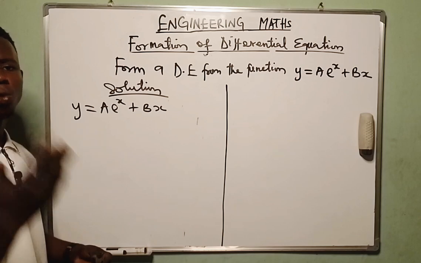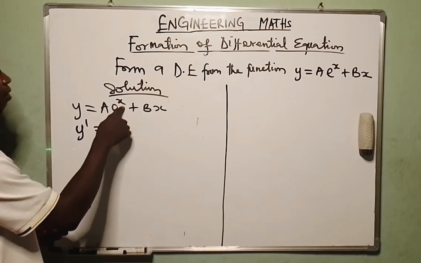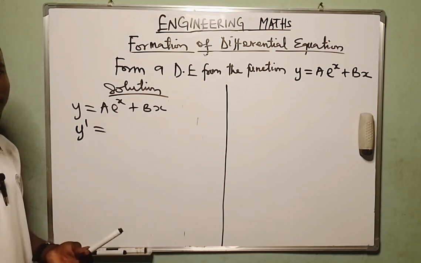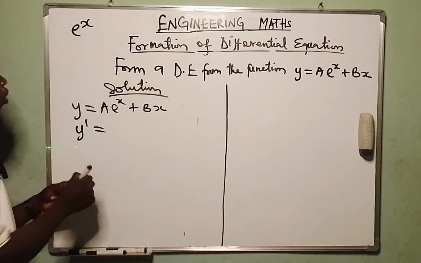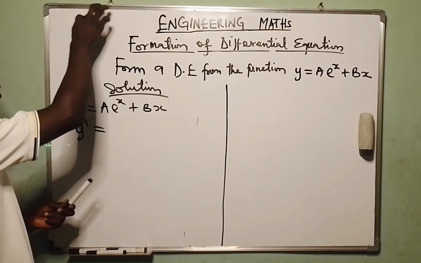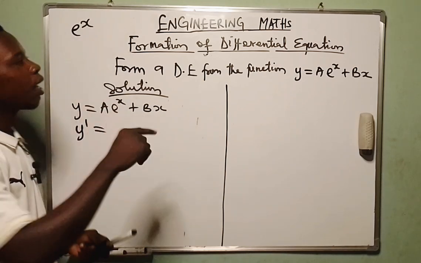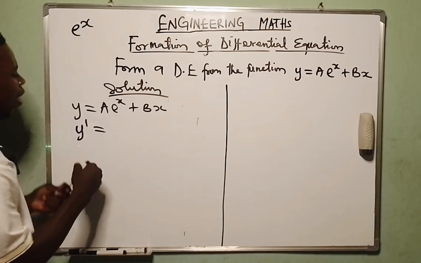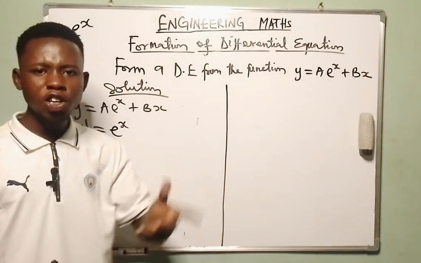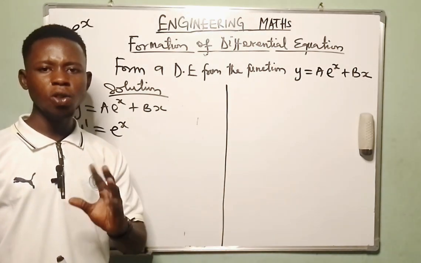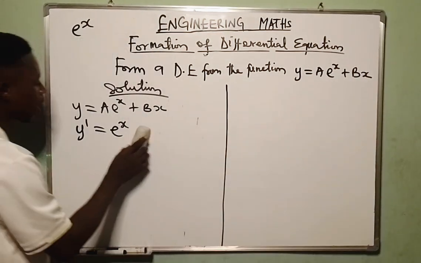Now we have two arbitrary constants here. We are going to be differentiating twice, which is y prime equals, when you differentiate a e^x. Now e^x has this way of differentiating: you differentiate what you have up there in the power and use it to multiply the exponential itself. If you differentiate x, you are having a 1. Now 1 multiplied by e^x gives e^x, and this tells you that e^x is the only function whose differentiation is equal to the function itself, because when you differentiate e^x, you have the same e^x.